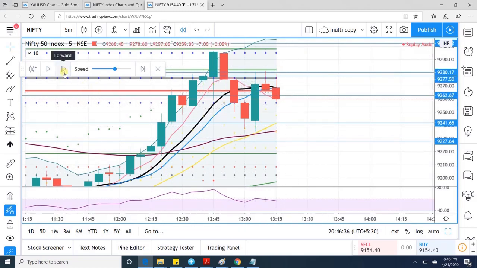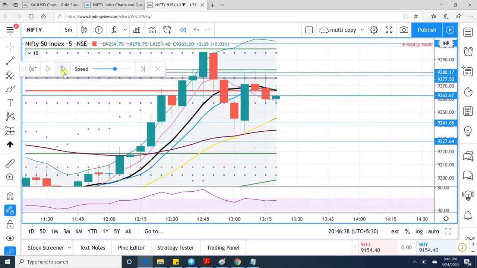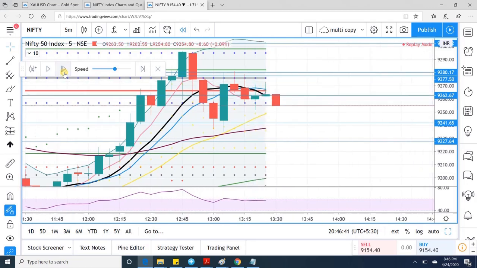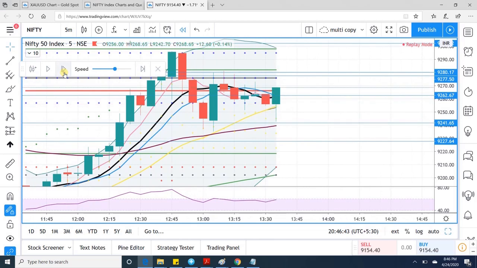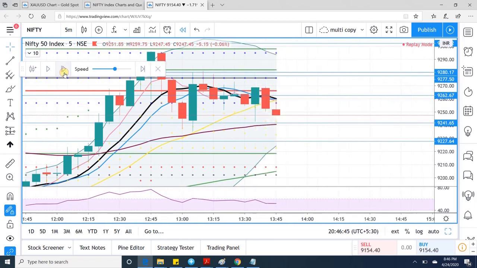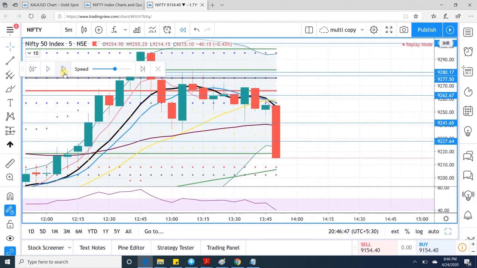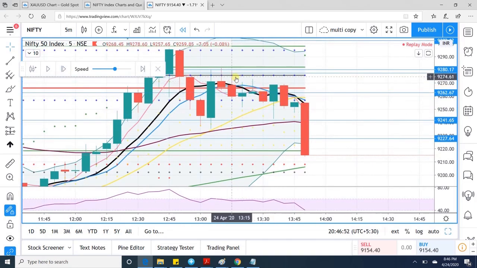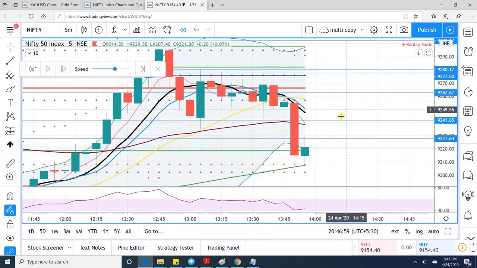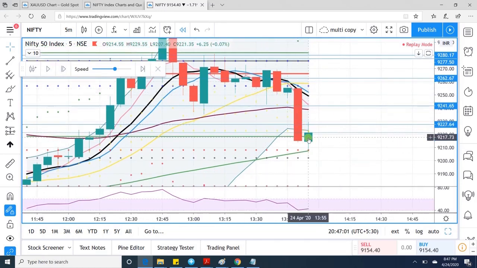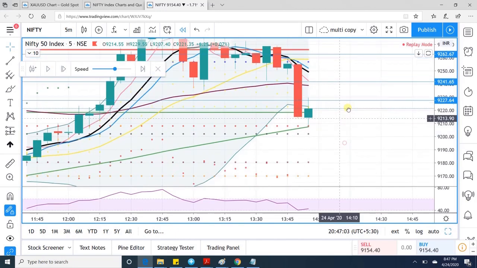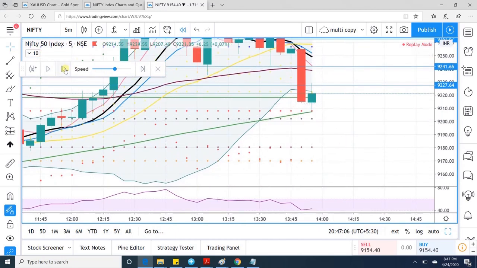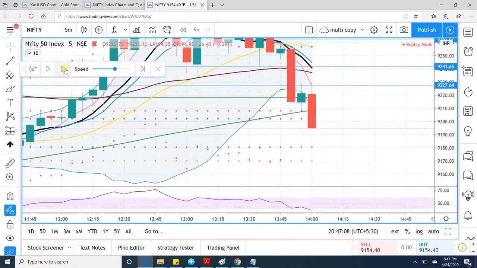Let me forward this. See this, if you have taken a short here, how easily you would have made money, and the stop loss should be the top of this. Let me forward again. Since we are in this trade, we will not exit. We will exit if we see a reversal. If we don't see any reversal, we will not exit from this trade. No reversal.